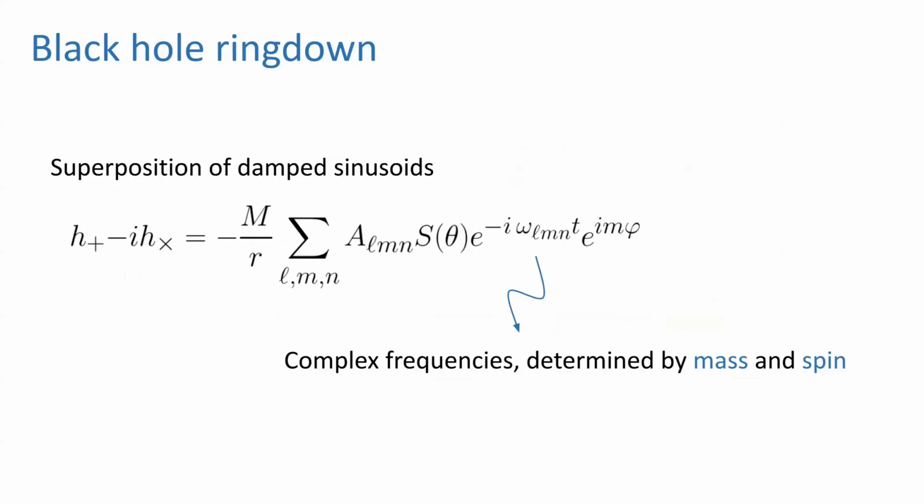So, focusing more on the mathematical structure of the ringdown, we usually see it as a superposition of damped sinusoids, as I said. So basically, the key part is encoded in this term, the quasi-normal mode frequencies, which are complex, but according to general relativity, they're determined just by the mass and the spin of the black hole. So now I want to quickly revise how the computation of quasi-normal modes is done in general relativity, and then this will be the starting point to see how we can extend the calculation beyond general relativity.